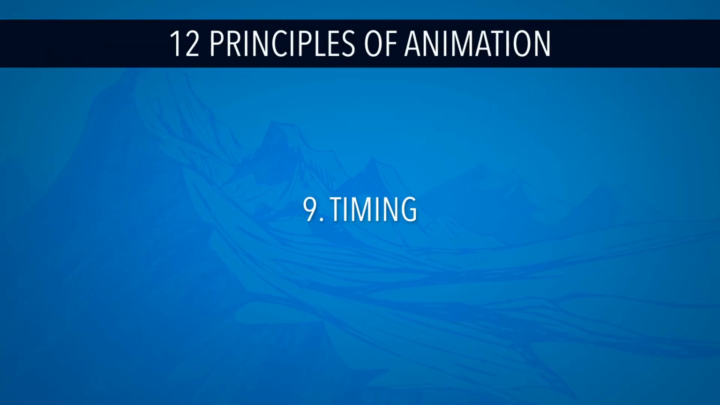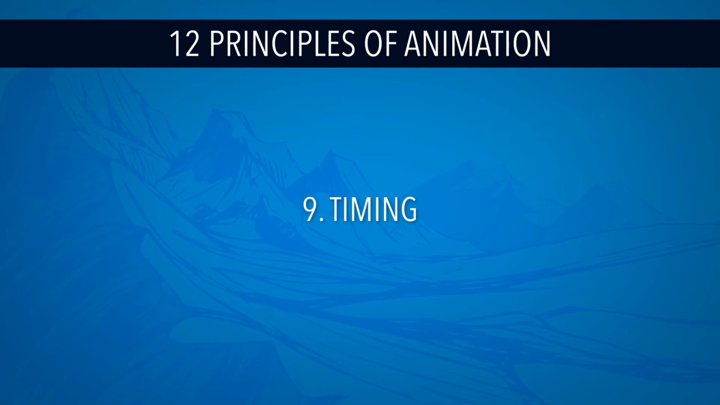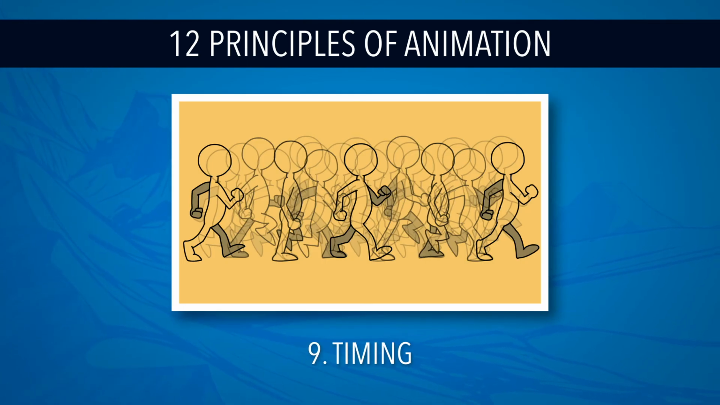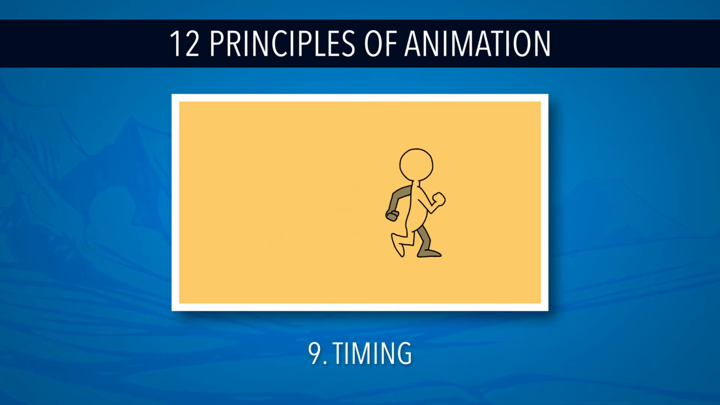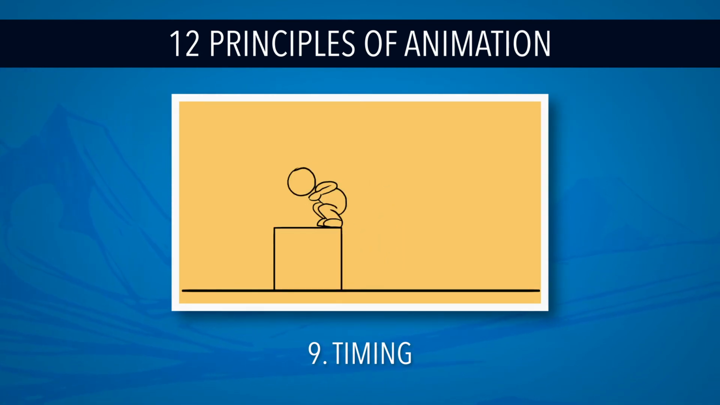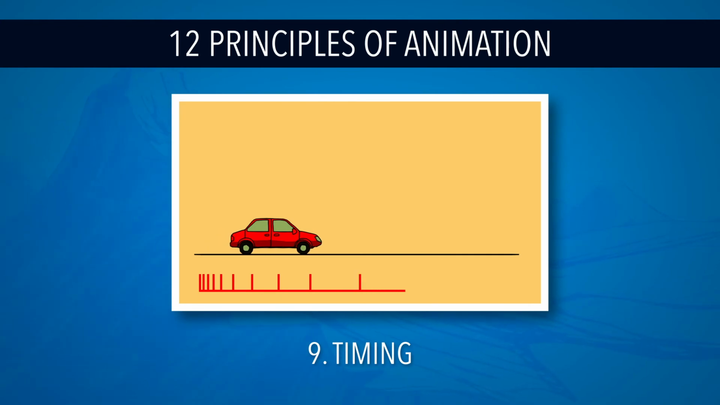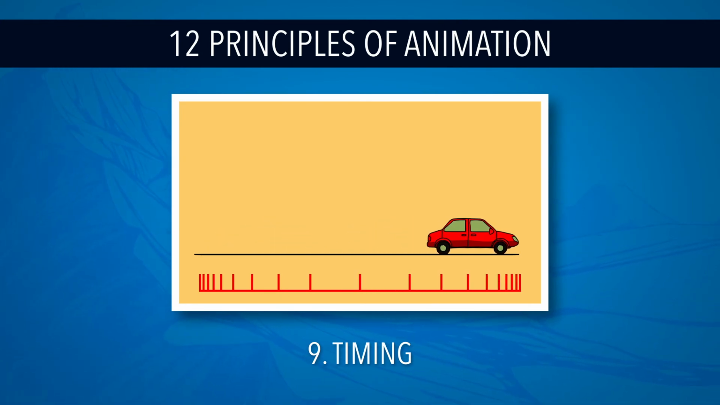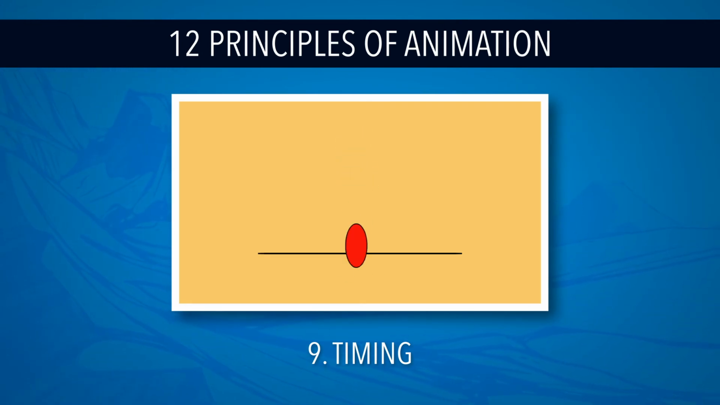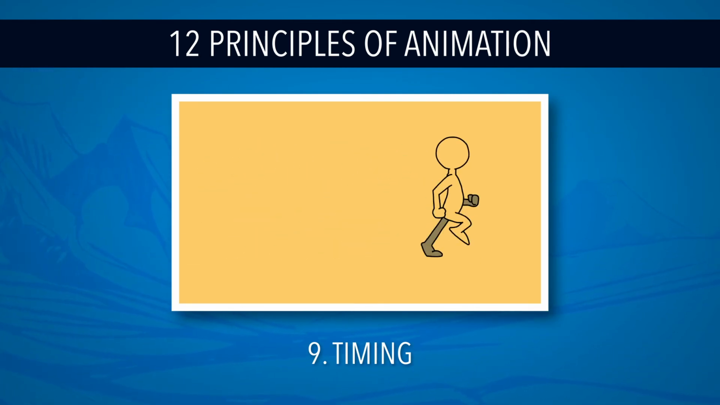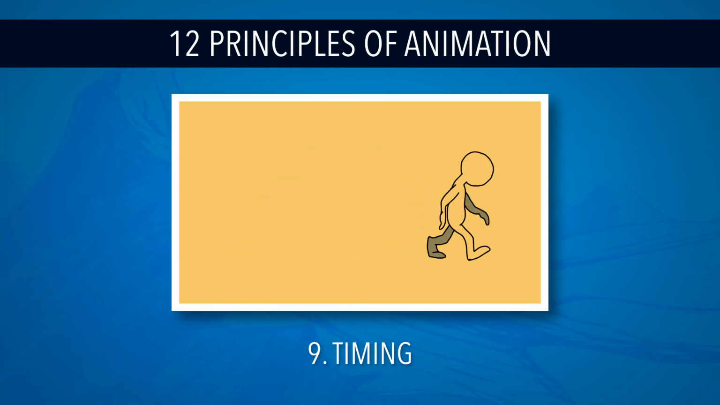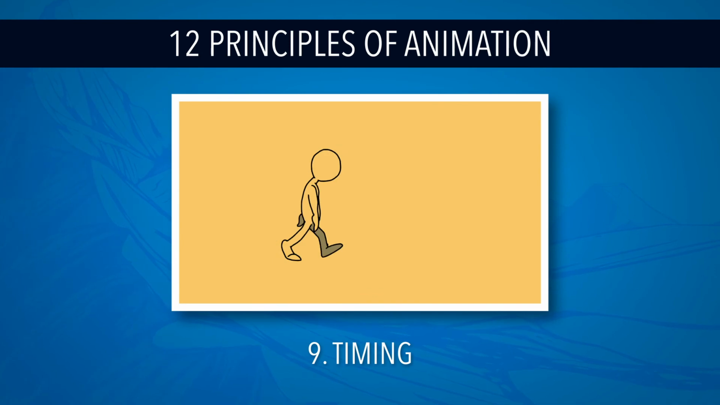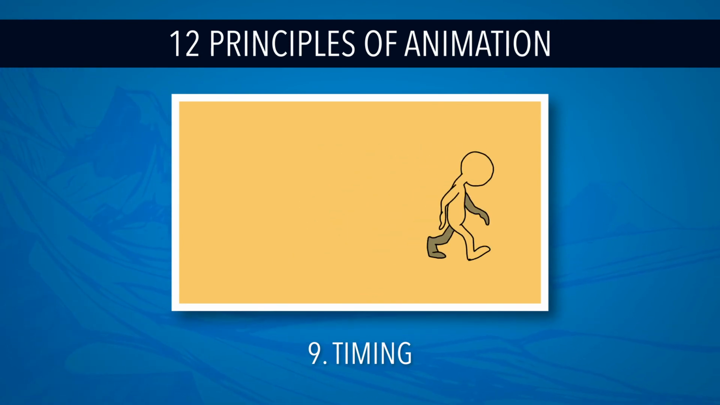Number 9, timing. Timing refers to the number of drawings or frames for a given action, which translates to the speed of the action on film. On a purely physical level, correct timing makes objects appear to obey the laws of physics. It gives it more realism. An object's weight determines how it reacts to outside forces. Timing is also critical for establishing a character's mood, emotion, and reaction. It can also be a device to communicate aspects of a character's personality.